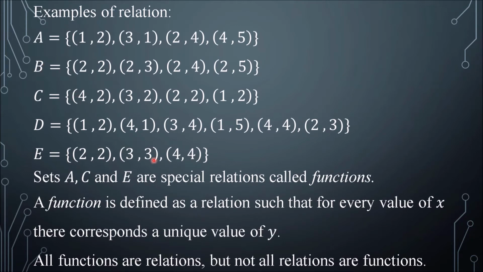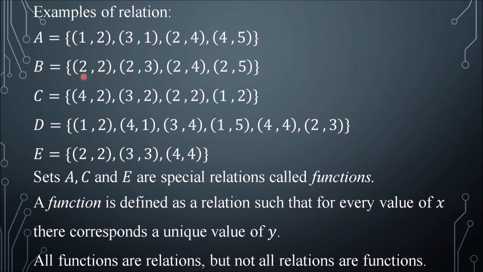Now let's have sets A, C, and E, which are special relations called functions. Why? Let's have the definition of function. A function is defined as a relation such that for every value of x, there corresponds a unique value of y. So there must be one value of y for every x. So let's see B.